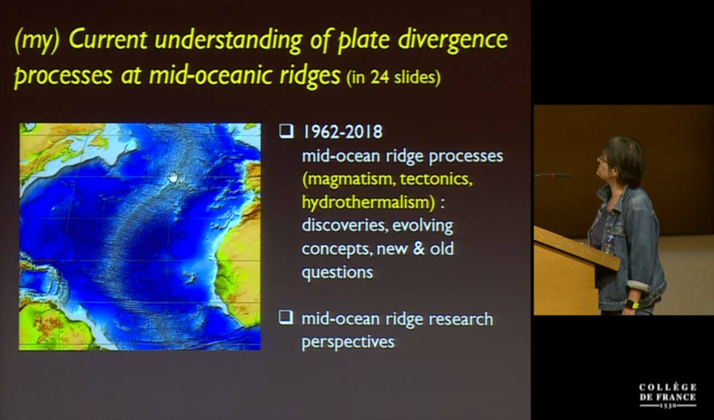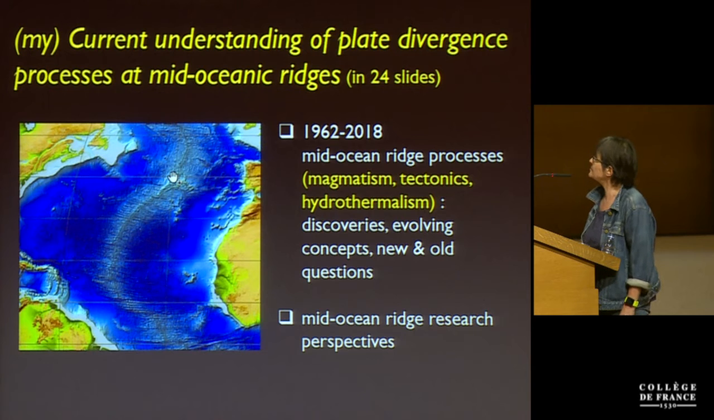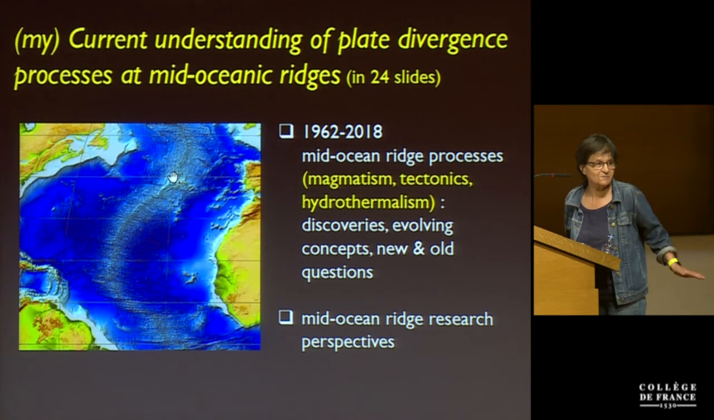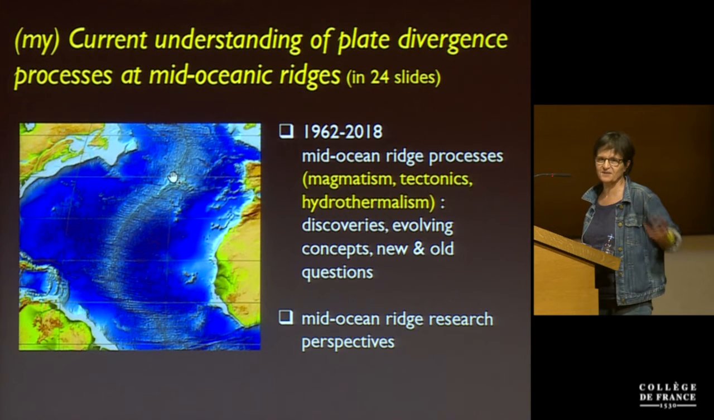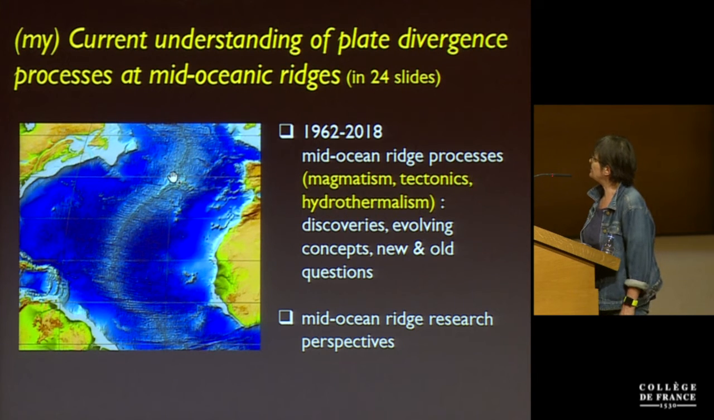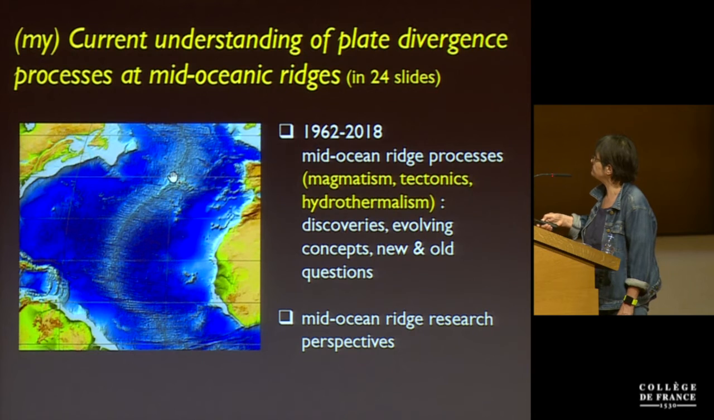And so I'm going to talk about the three ingredients, really, of plate divergence at Mid-Oceanic ridges, which are magmatism, tectonics, and hydrothermalism. Discoveries, evolving concepts, new and old questions, and of course it won't by any means be overarching or anything. I'm going to leave a lot of things out because it's only 24 slides. And then I will finish with a few suggestions for perspective for future Mid-Oceanic research.